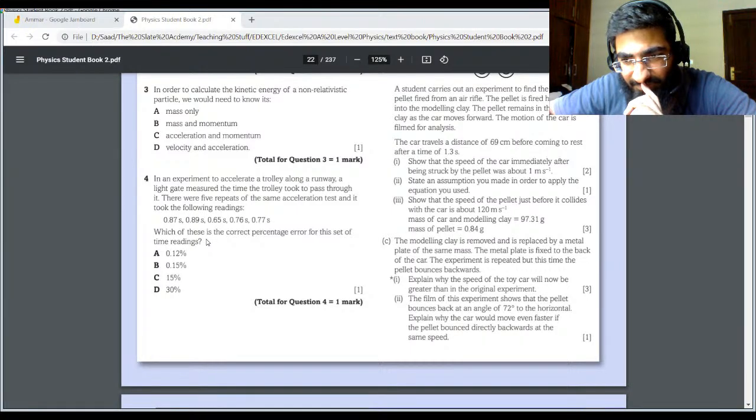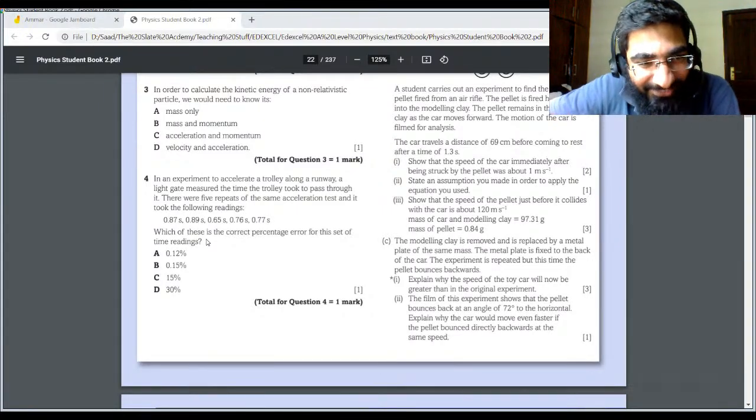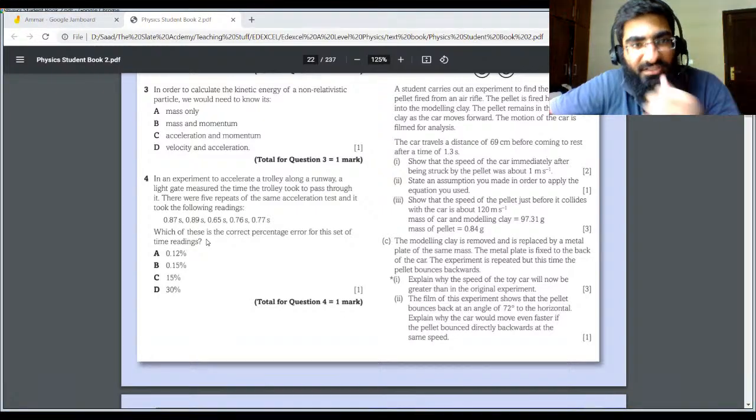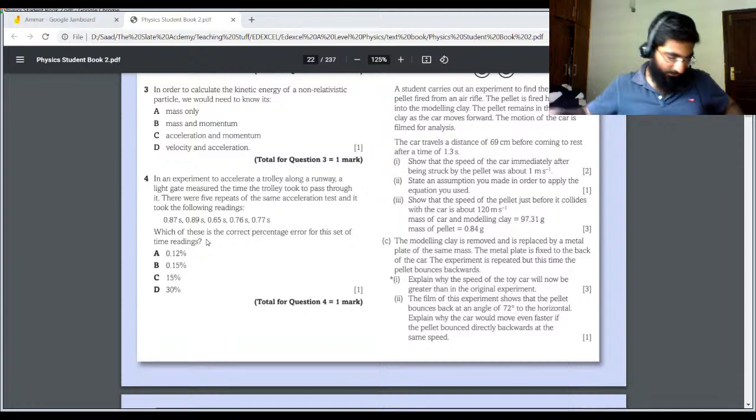Okay, so it's 0.12%. I mean, no, no. What's the highest value? 15. What does it ask us to calculate? Correct percentage error for this set of readings. I forgot how to do that. Give me just 1 minute. 15% is the answer though.